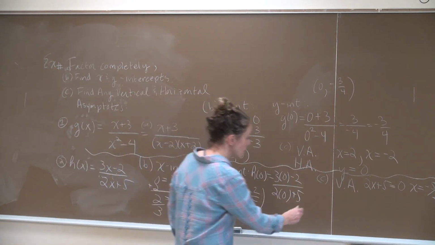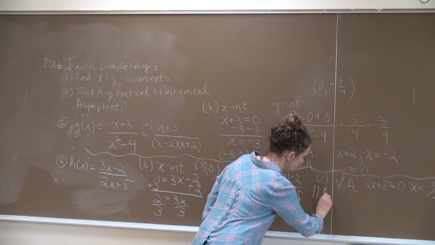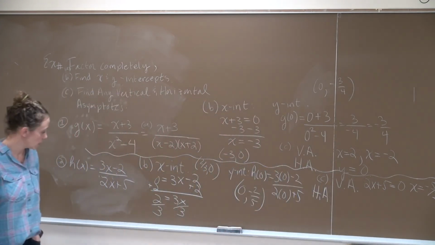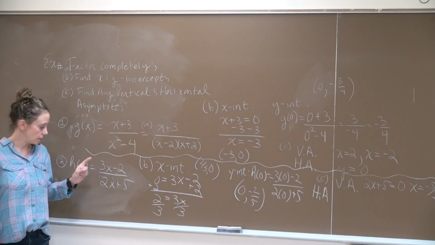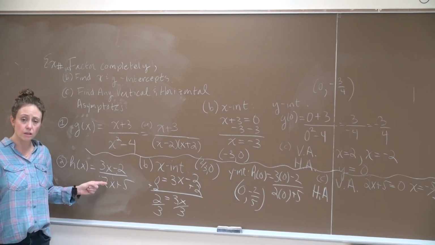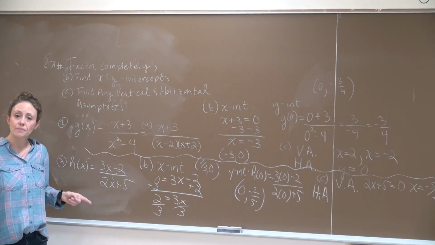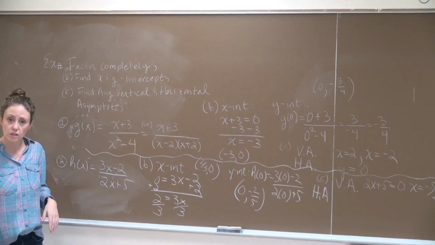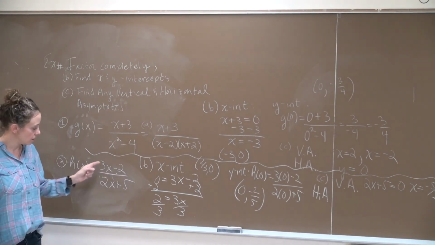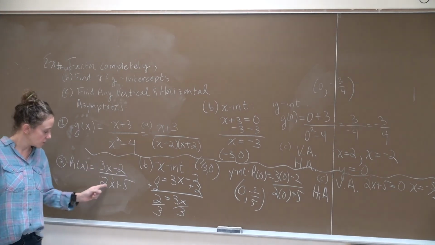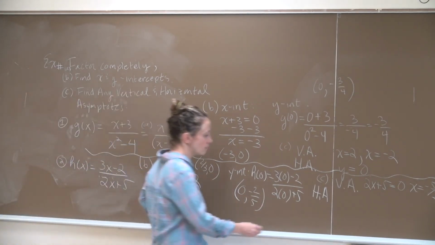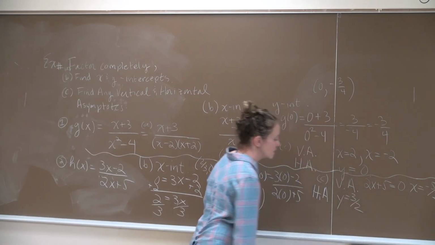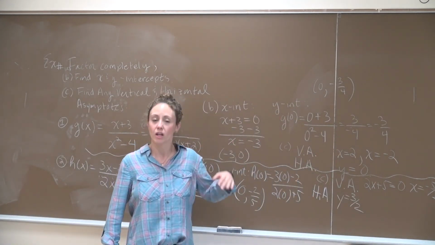In terms of horizontal asymptotes, now we're going to take a look at the degree. In our numerator, we have a first degree. In our denominator, we have a first degree. So that means the degrees are the same. Anytime we have the same degrees, we're going to take the ratios of the leading coefficients. So our leading coefficient here is a 3. Our leading coefficient here is a 2. That means we have a horizontal asymptote, and y is equal to 3 halves. And we draw a horizontal dashed line at 3 halves.